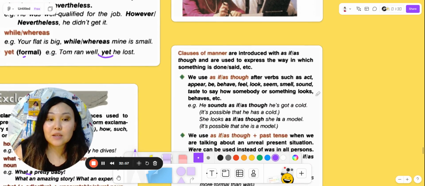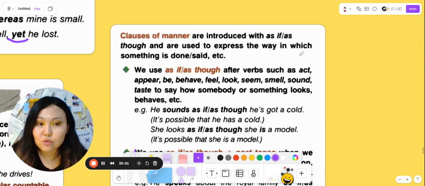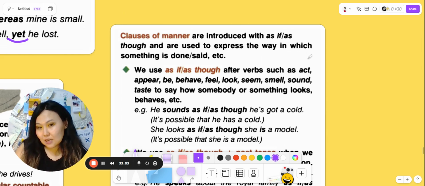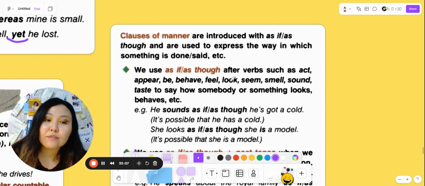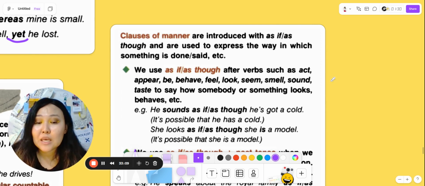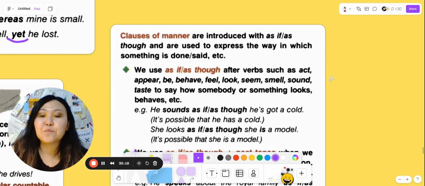So clauses of manner are introduced with as if, as though, and are used to express the way in which something is done, said, etc. We use as if, as though after verbs such as act, appear, be, behave, feel, look, seem, smell, sound, taste to say how somebody or something looks, behaves, etc.